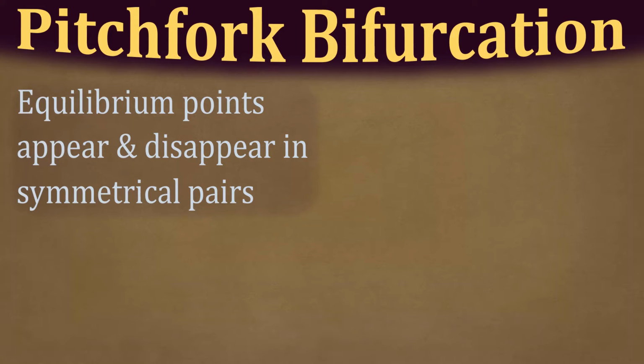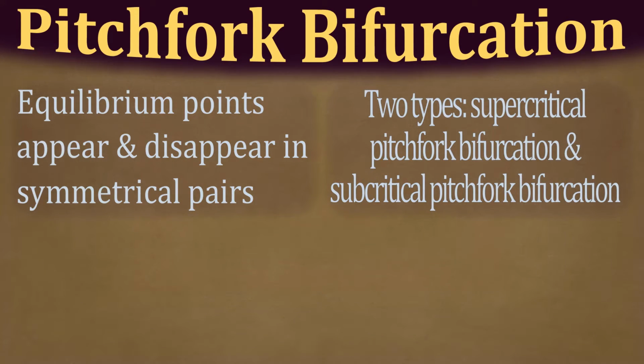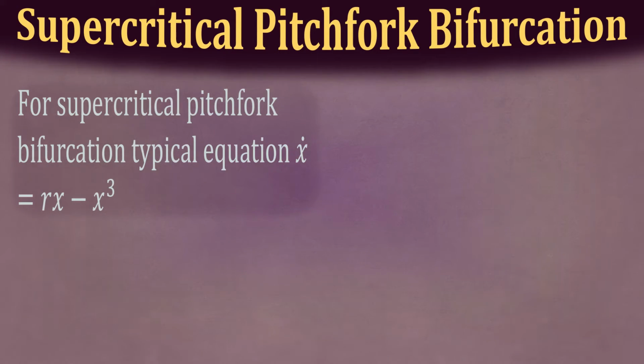of r equals 0. Next, let's discuss pitchfork bifurcations. The equilibrium points appear and disappear in symmetrical pairs. There are two types: supercritical pitchfork bifurcation and subcritical pitchfork bifurcation. First, let's discuss supercritical pitchfork bifurcations.